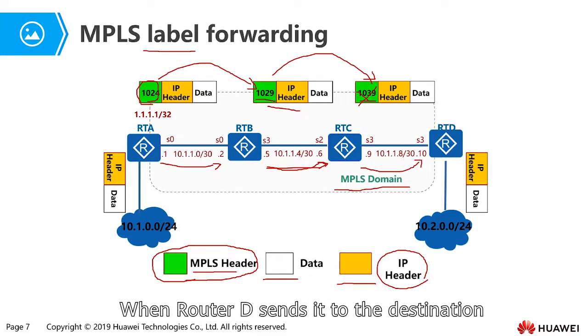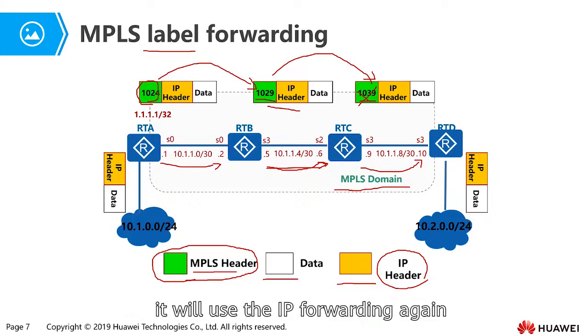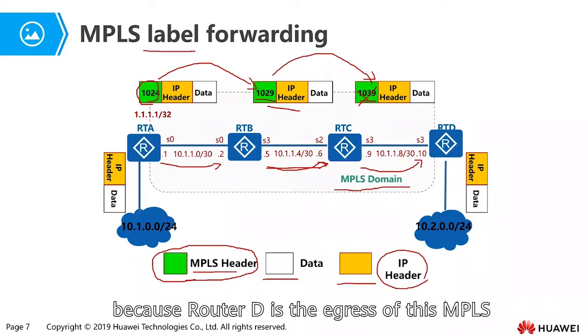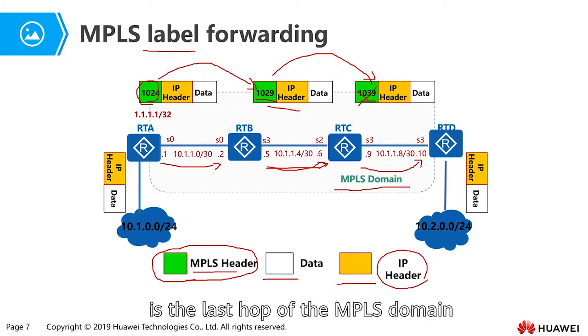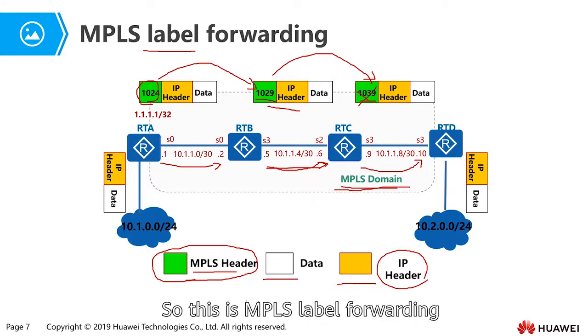When router D sends it to the destination, it will use IP forwarding again, because router D is the egress of this MPLS domain. It means router D is the last hop of the MPLS domain. Okay, so this is MPLS label forwarding.